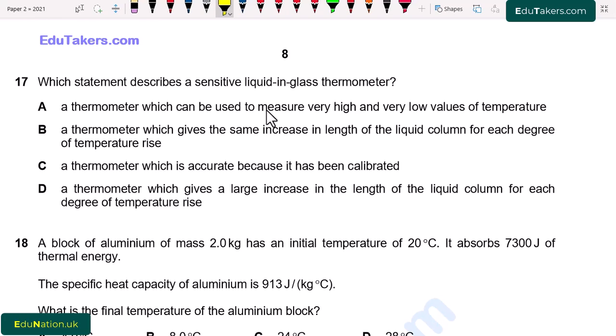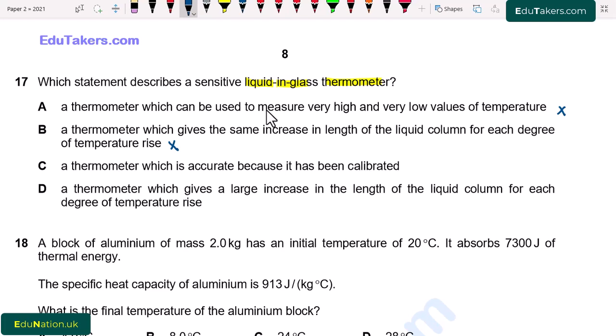Question number 17. Which statement describes a sensitive liquid in glass thermometer? A. A thermometer which can be used to measure very high and very low values of temperature. So it is incorrect. B. A thermometer which gives the same increase in length of the liquid column for each degree of temperature rise. It is also incorrect. C. A thermometer which is accurate because it has been calibrated. All the thermometers are calibrated. So this is also incorrect.